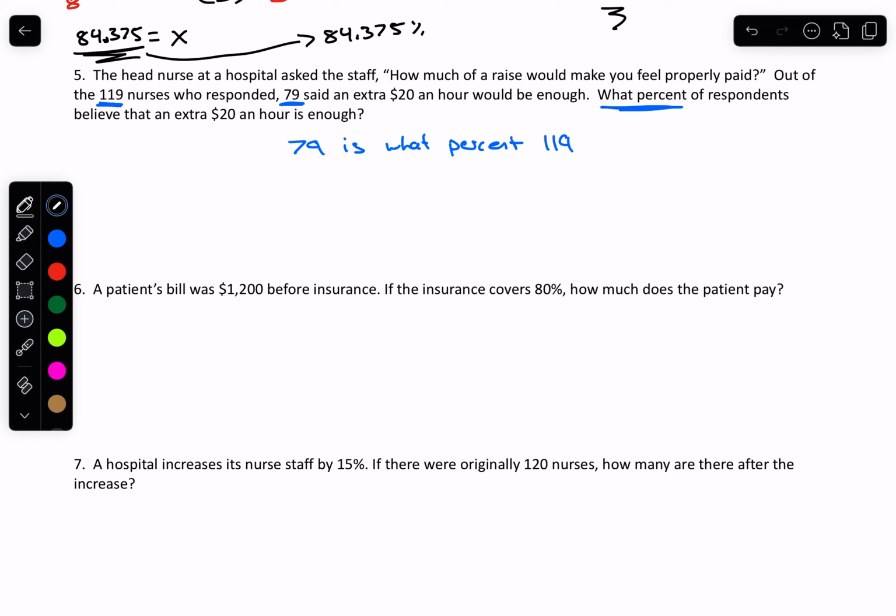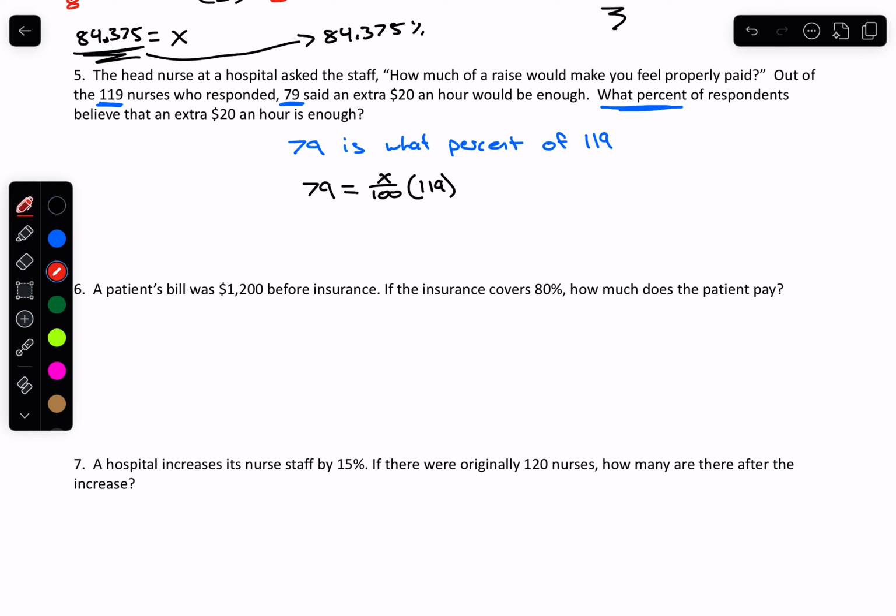We then turn this into an equation. 79 equals what percent? So x over 100. Oh, I forgot the word of up above. I was about to say the word of means multiply, but I didn't see the word of. So 79 is what percent of 119? So we have 79 equals x over 100 multiplied by 119. All we have to do here to get to our answer is solve for x.